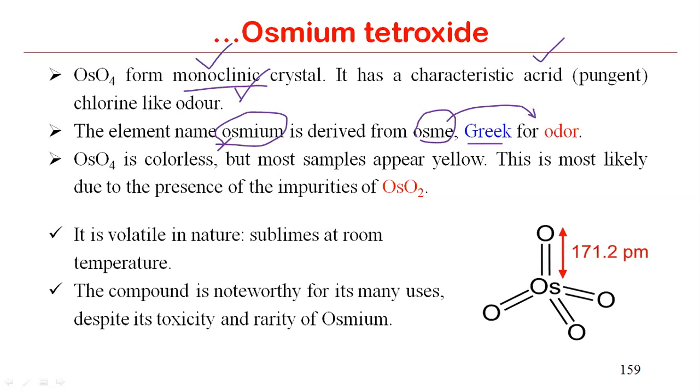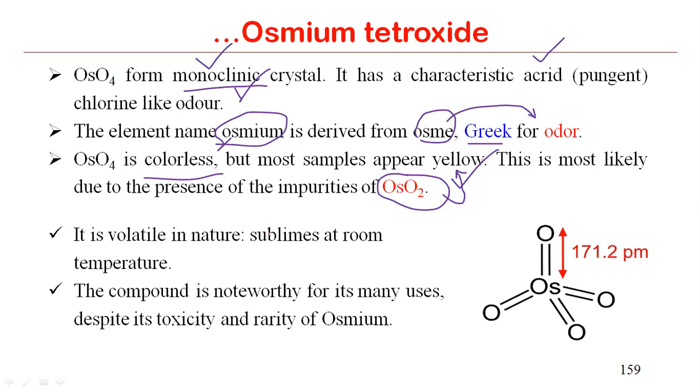If you see the general appearance or physical properties of osmium tetroxide, it is generally colorless. But most samples we see are yellow in appearance because of impurities of osmium dioxide, which has this characteristic yellow color. This we also have to keep in mind when dealing with osmium tetroxide.